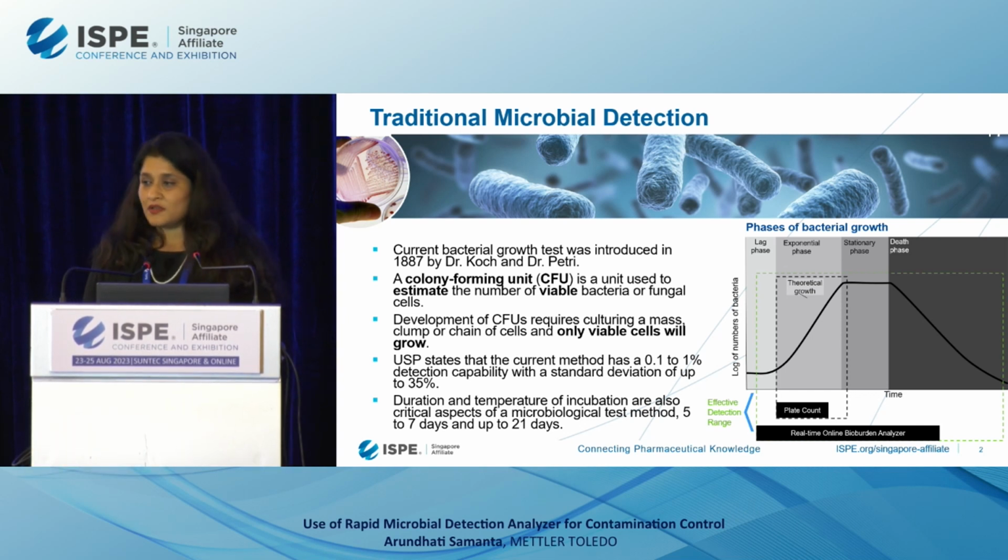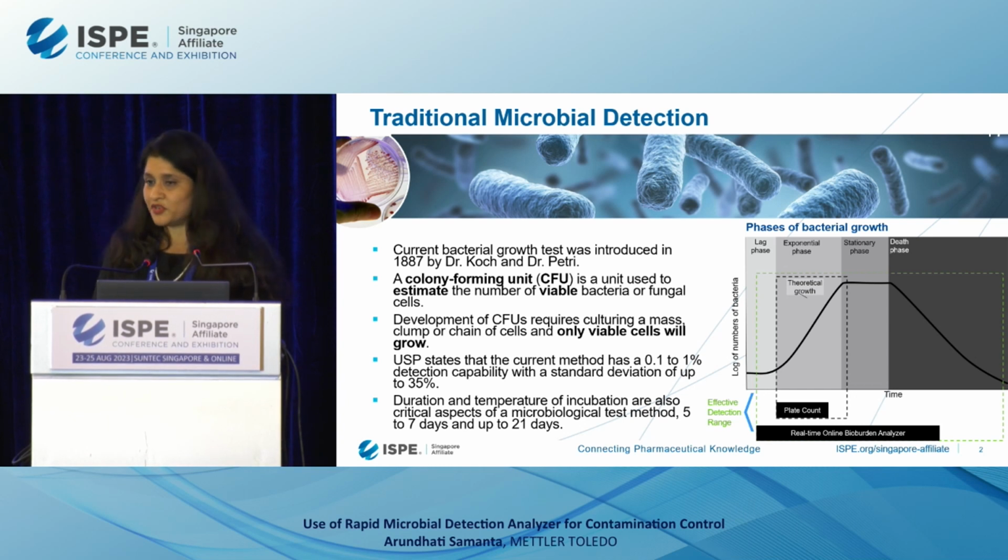Obviously, when you're waiting for the colonies to form, you want the microorganism to have the right kind of condition. They need the right humidity, the right media, the right temperature, the right everything to grow. And that's one of the main drawbacks. You have to wait 5, 7, sometimes longer to get your results.